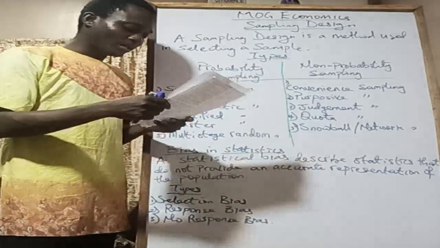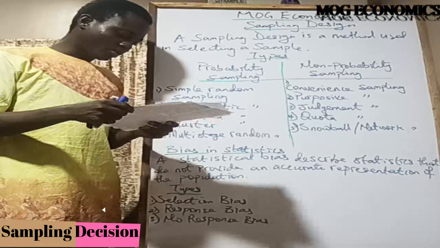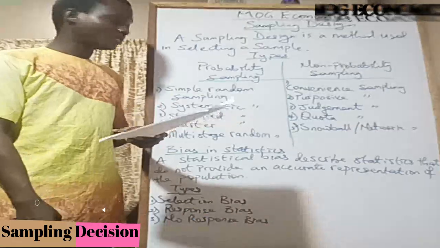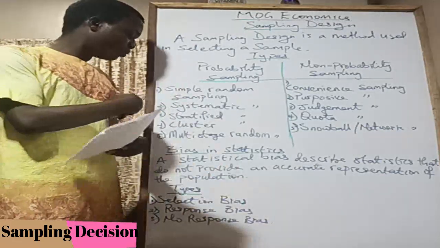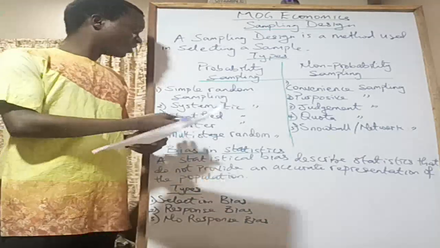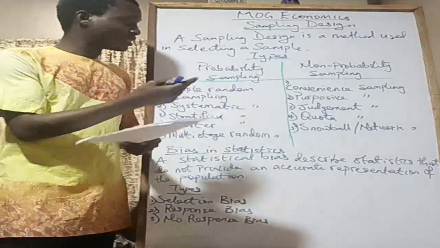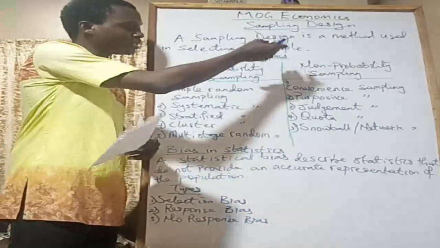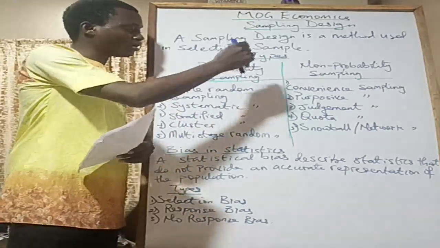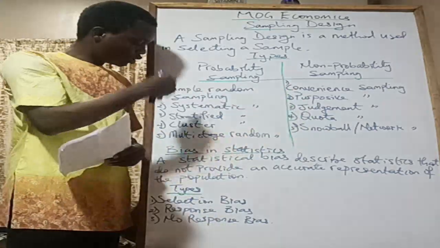So with that, I think we're done. Your assignment should then be to look for the disadvantages of simple random sampling and stratified random sampling. That should be the main assignment. You can look for two disadvantages of each of these.